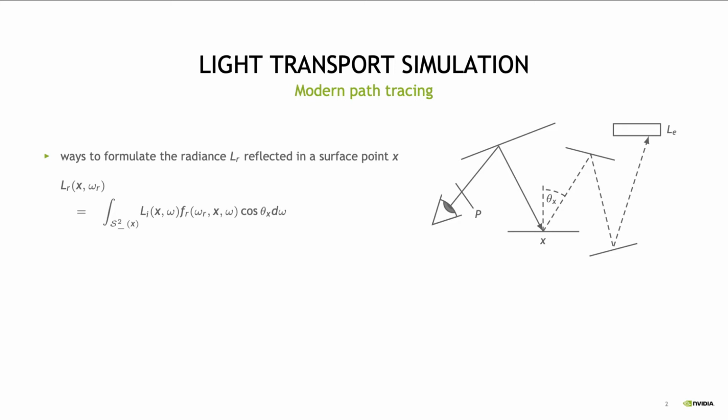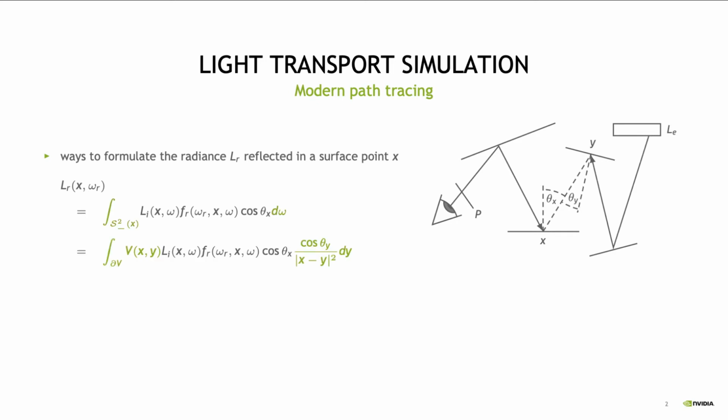There are four different ways to formulate the radiance L_r reflected in a surface point x. First, we can integrate the incident radiance L_i over the upper hemisphere, which also needs to incorporate the scattering function f_r of the surface and the cosine term to account for the change of area of the projected solid angle. Integration happens subsequently on each surface on which the ray is reflected, and numerical evaluation of the resulting nested integral equation is known as forward path tracing.